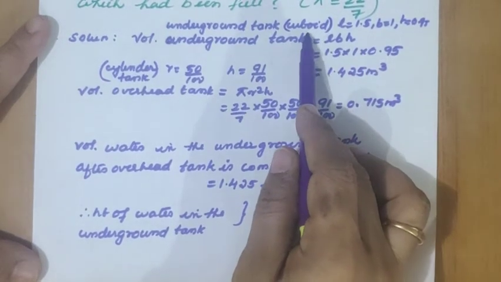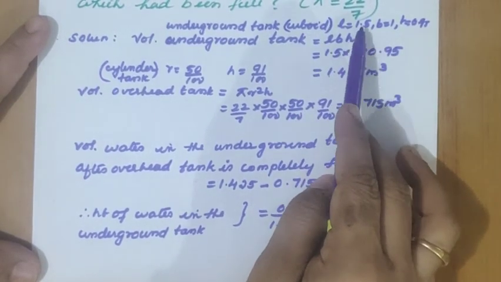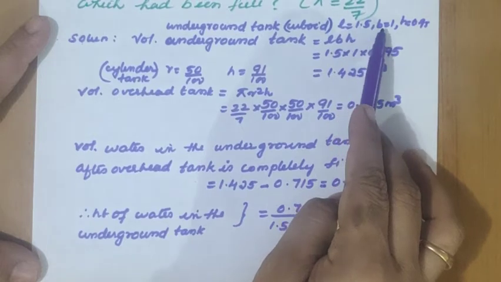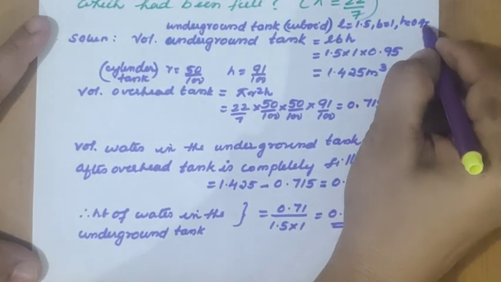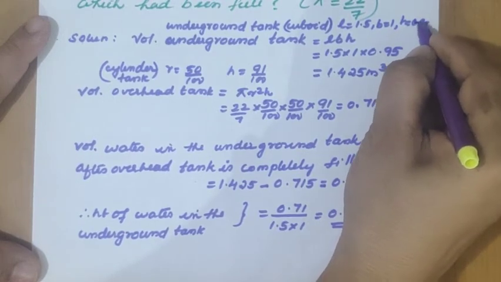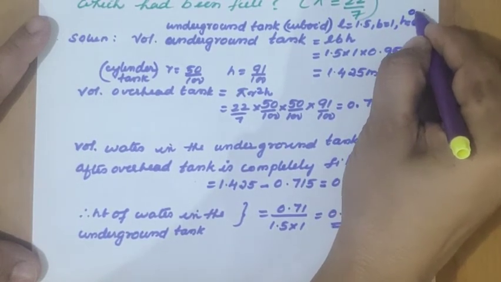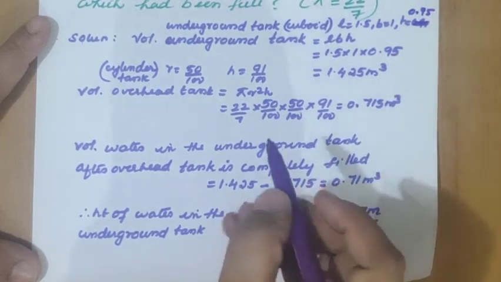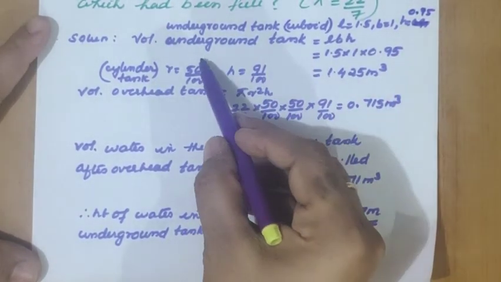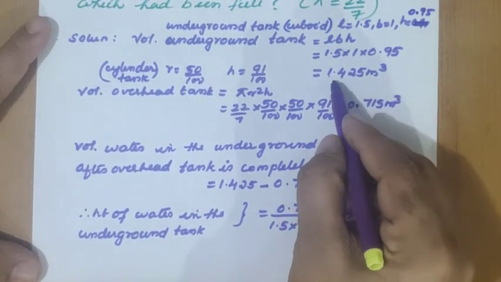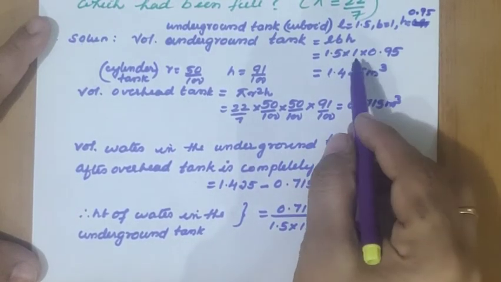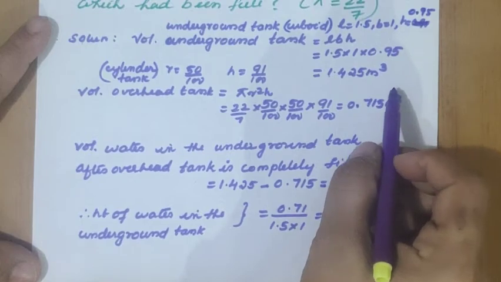Underground tank, what is the shape? A cuboid, and what are the dimensions given? L is 1.5 meter, B is 1 meter, and H is 95 centimeter. So we will write that as 0.95 meter. So all the units are in meter. So volume of the underground tank by the formula LBH, substitute. If you multiply, 1.425 meter cube, because all the units we made in meter only.